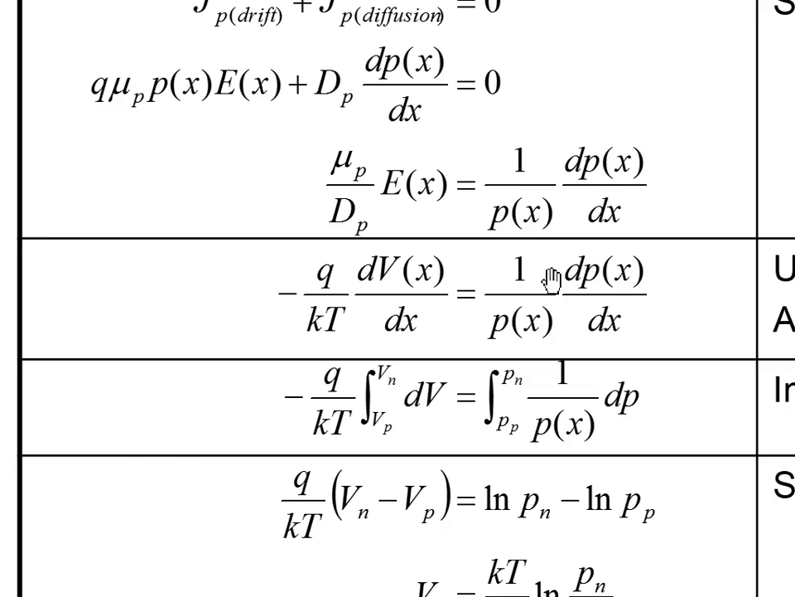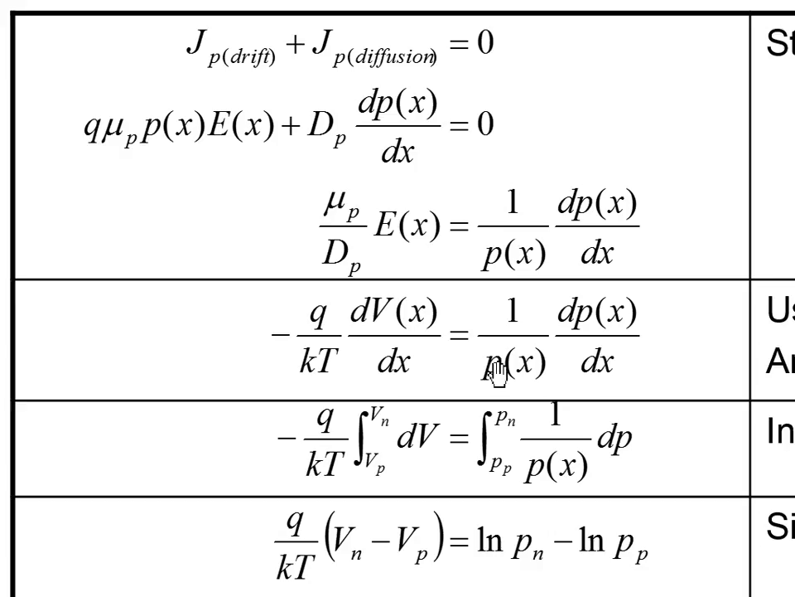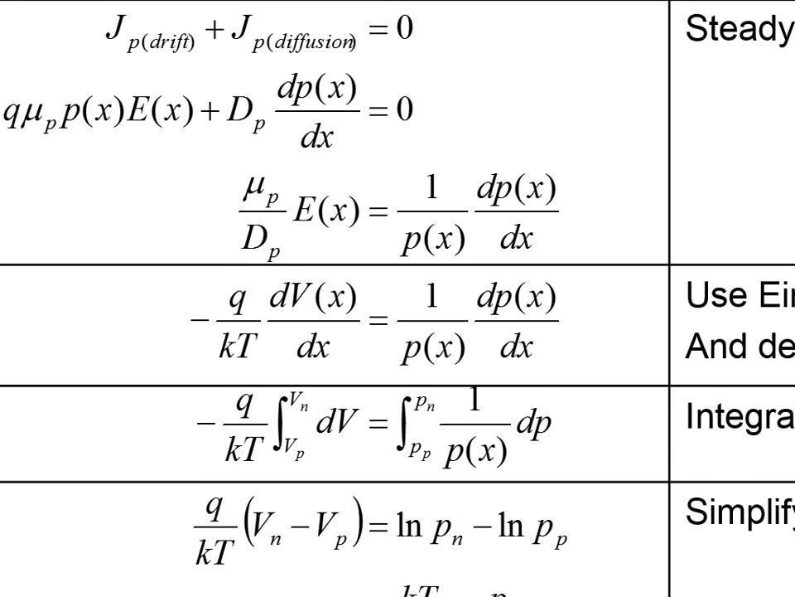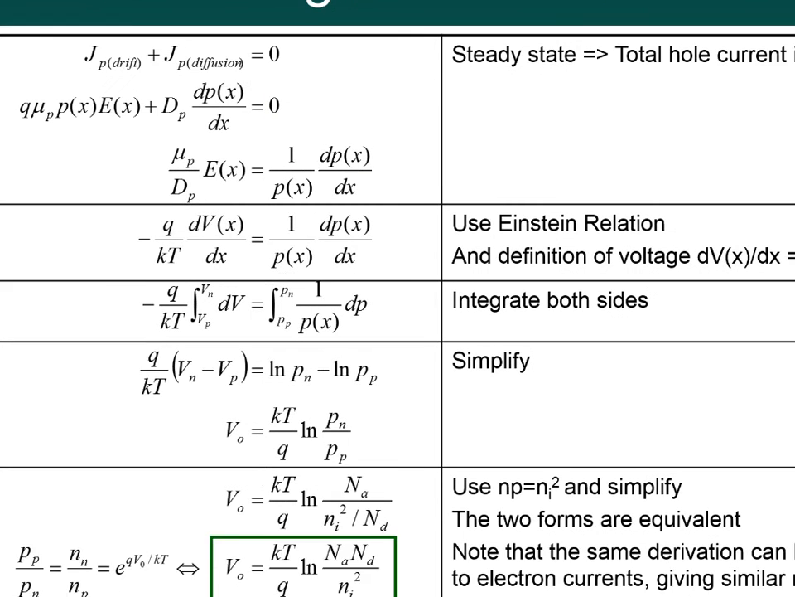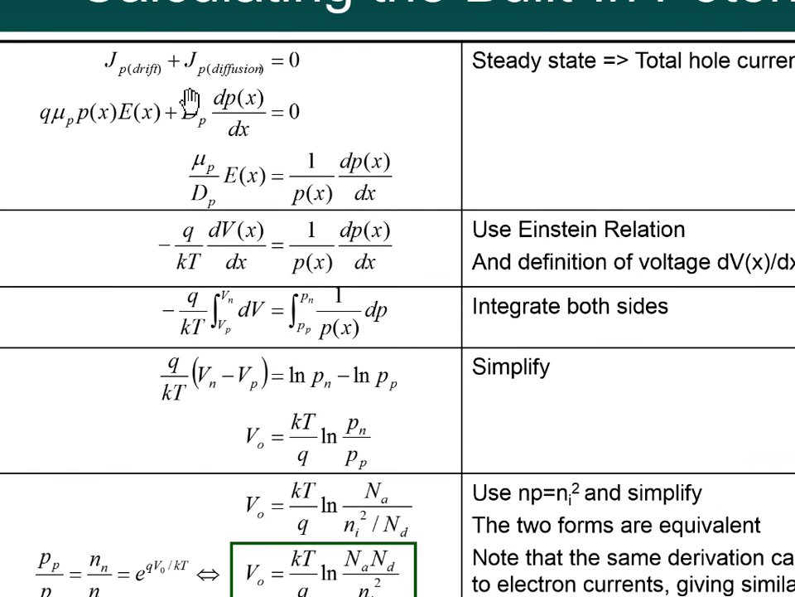So the next part here, you just do a mathematical manipulation, and you get mu p over d times the electric field is 1 over p times the concentration gradient. All right, so that part was relatively straightforward, just arising from this basic relation here.